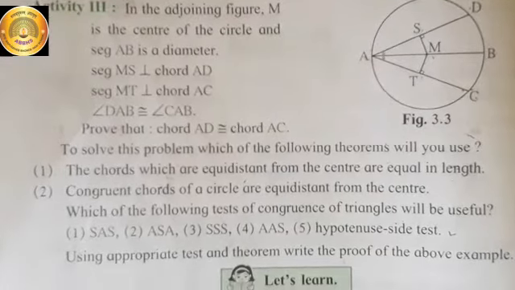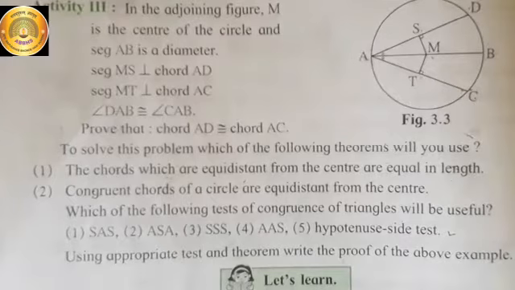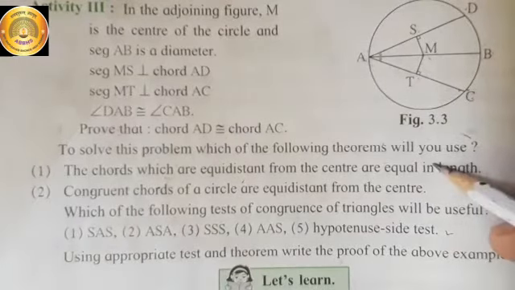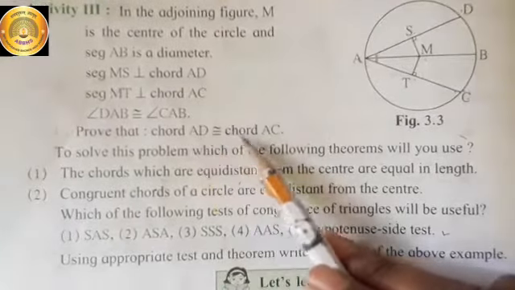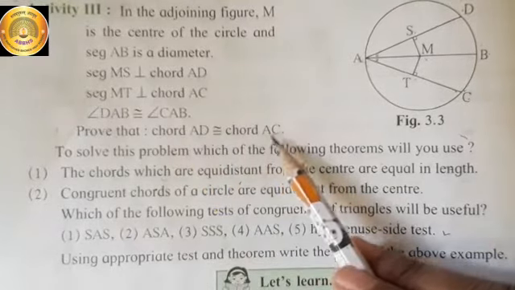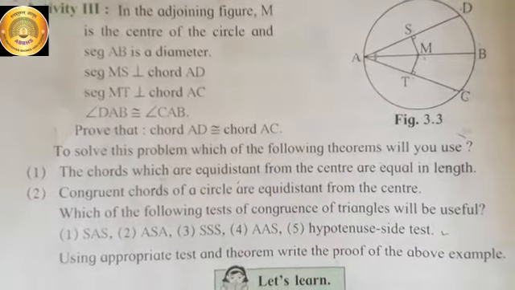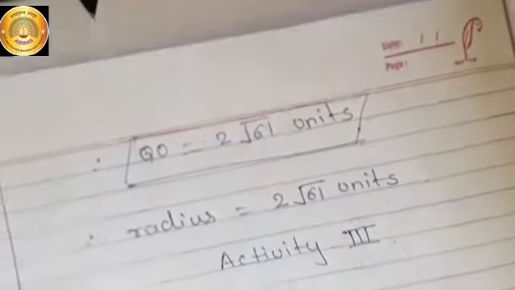The chords which are equidistant from the center are equal in length, or we can use congruent chords of the circle are equidistant from the center. So out of these two theorems, which theorem will be applicable to prove that chord AD is congruent to chord AC? Let's see. So for this also I have drawn the figure. See here, one figure, activity 3.